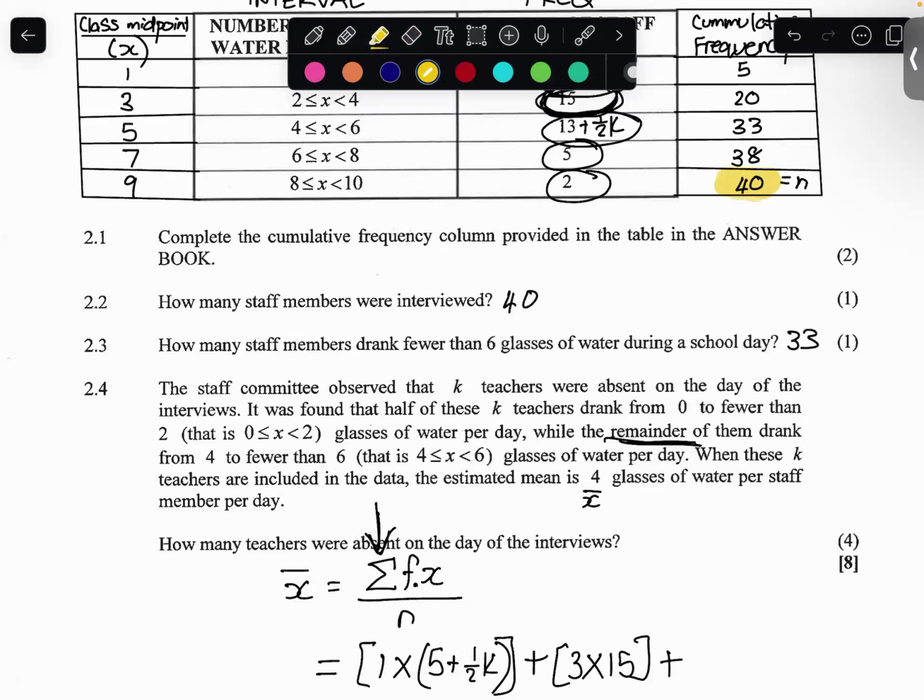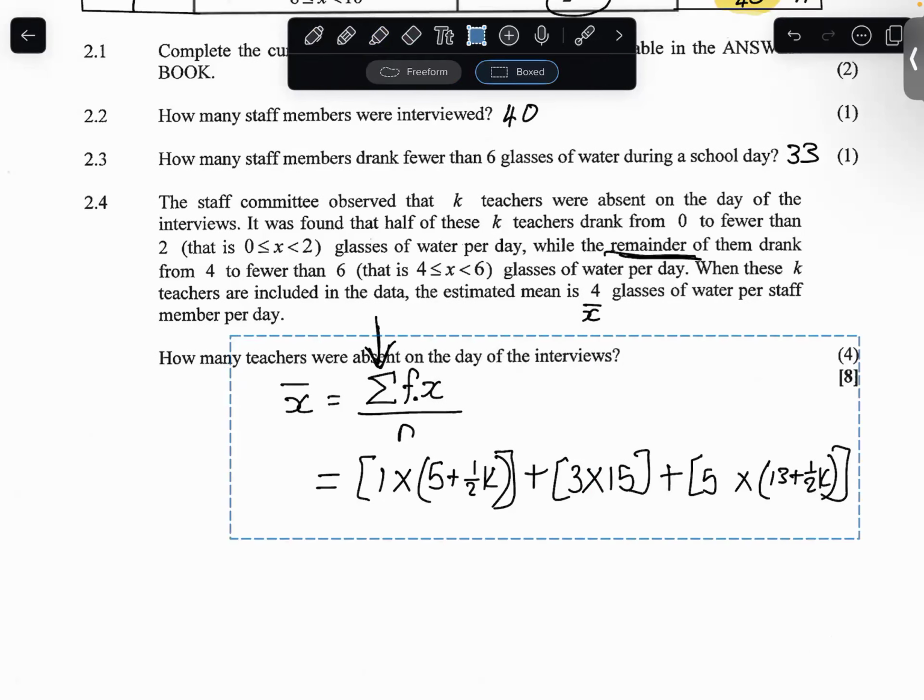Right. The next one is 5 times 13 plus a half k. 5 times 13 plus a half k. Hold on, let me just move all of this.